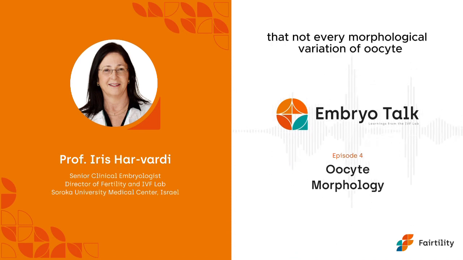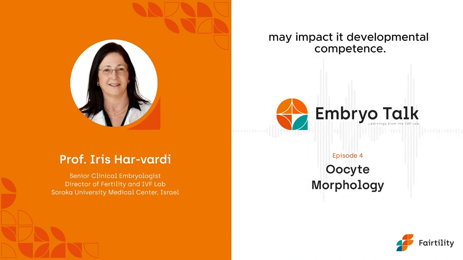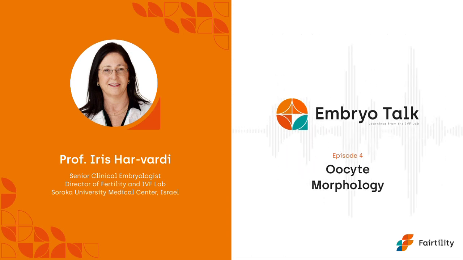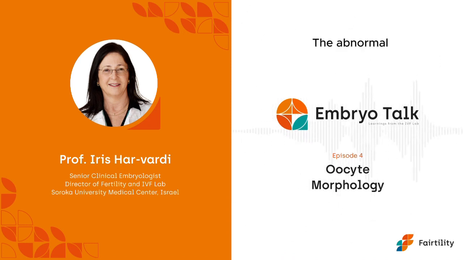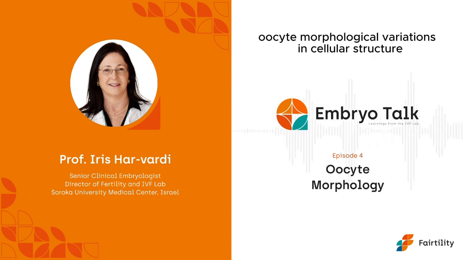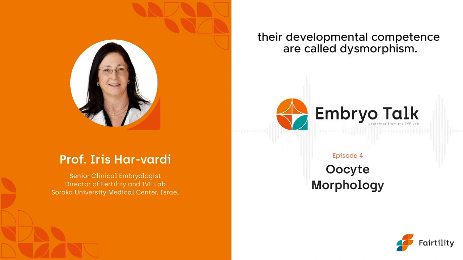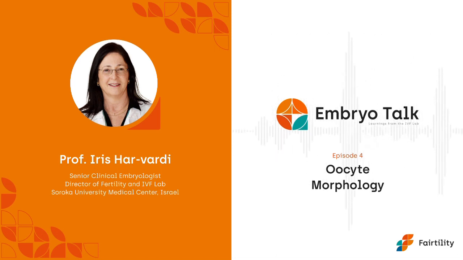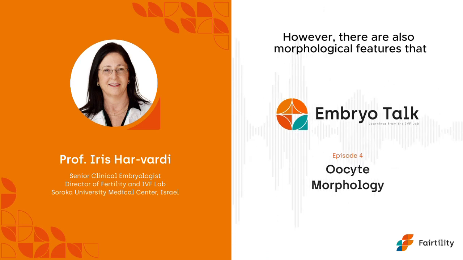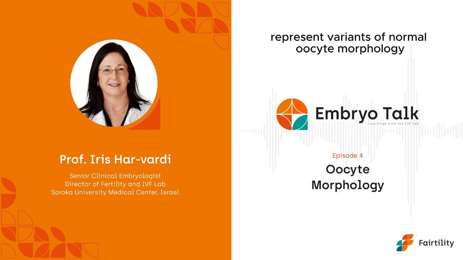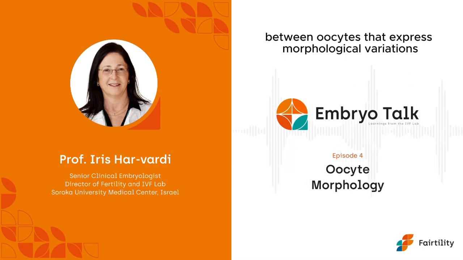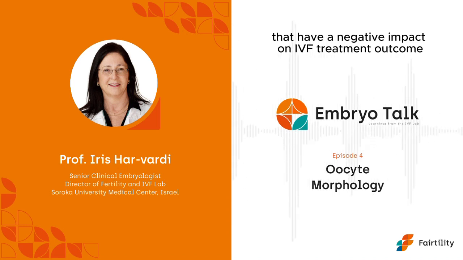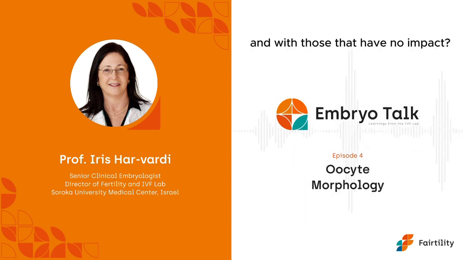However, we know that not every morphological variation of oocyte may impact its developmental competence. On the other hand, even the most normal appearing oocyte can be masking aneuploidy. The abnormal oocyte morphological variations in cellular structure that may negatively impact their developmental competence are called dysmorphism. However, there are also morphological features that represent variation of normal oocyte morphology and have no effect on embryo development. How do we distinguish between oocytes that express morphological variation that have a negative impact on IVF treatment outcome and those that have no impact?